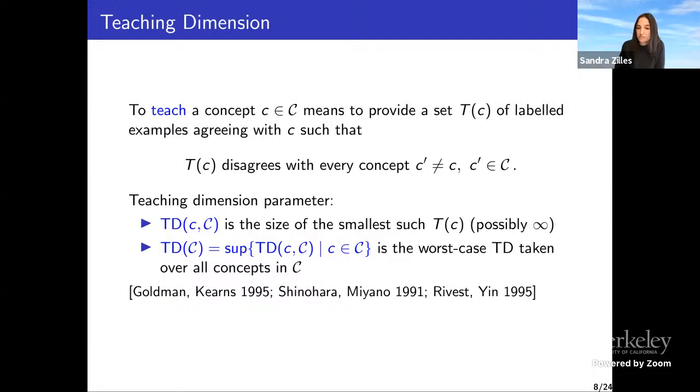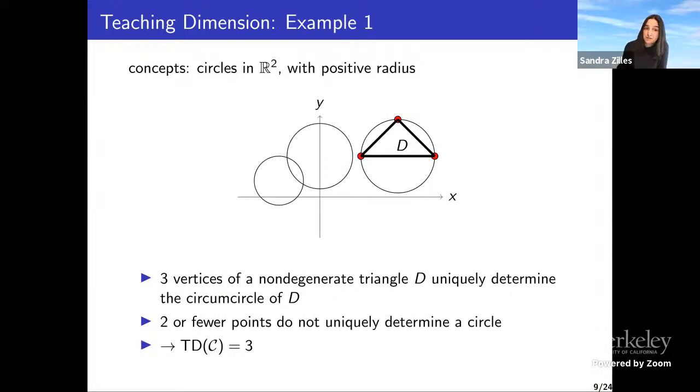of such a teaching set. And the teaching dimension of the class is just the worst case teaching dimension taken over all the concepts. For example, if the concepts are circles in the Euclidean space with positive radius, so just the circular lines, not the interior, then you can teach any concept with 3 positive examples. So 3 points on the circle, then of course there's only a single unique circle that contains those 3 points. Therefore, the teaching dimension in that case is 3, because it's also easy to see that less than 3 points won't be sufficient.